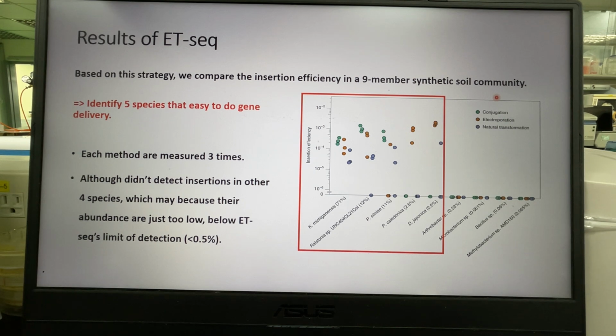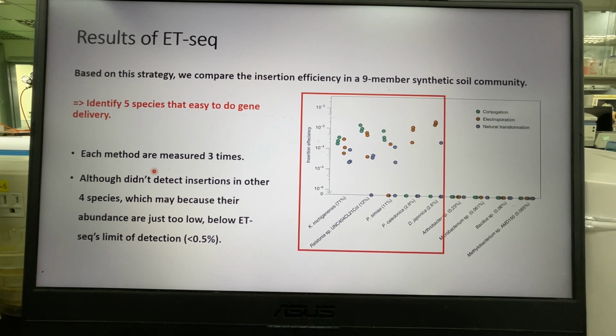And for the result of ET-seq based on this strategy, we compare the insertion efficiency in a 9-member synthetic soil community, and we can identify 5 species that are easy to do gene delivery, as we can see here. Each method was measured 3 times. We didn't detect insertion in the other 4 species, which may be because their abundance is too low, below the ET-seq limit of detection.